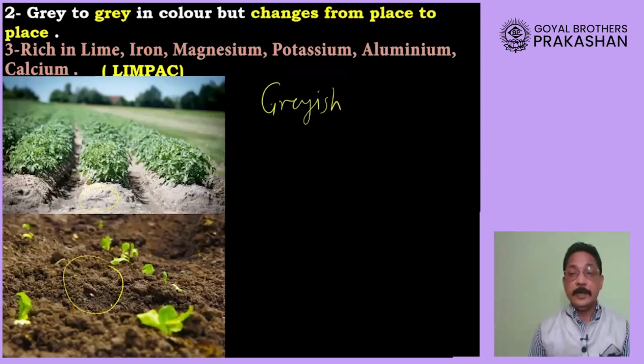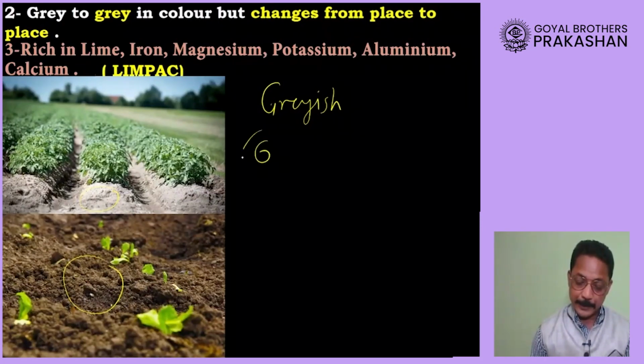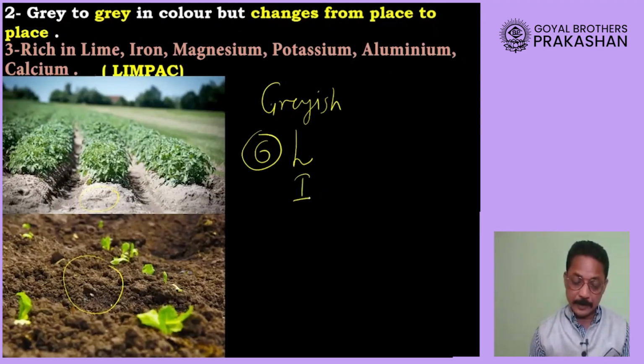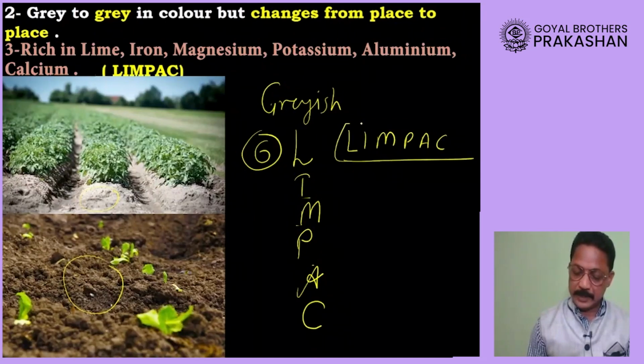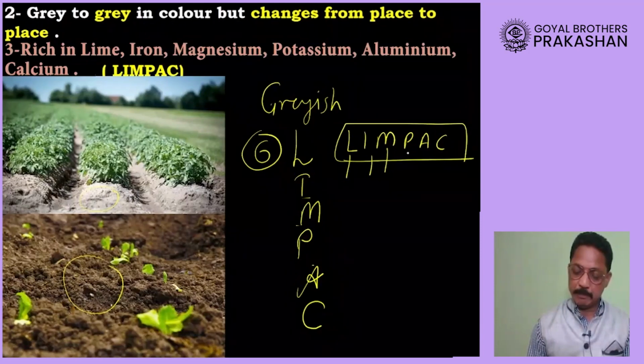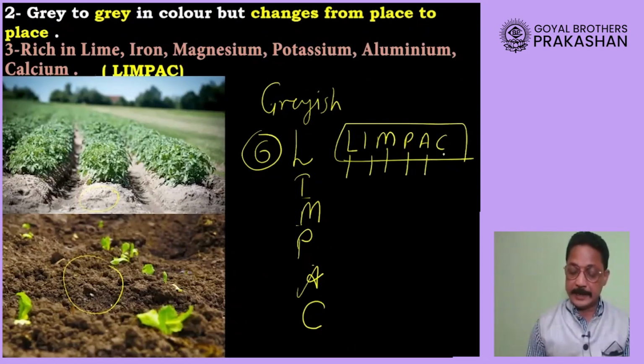Now, interestingly, this soil consists of 6 important nutrients. One is lime, second is iron, third is magnesium, fourth is potash, fifth is aluminium, and sixth is calcium. So if I write down the abbreviation, it will look like the word Limpac. Okay, lime, iron, magnesium, potassium, aluminium, and calcium.